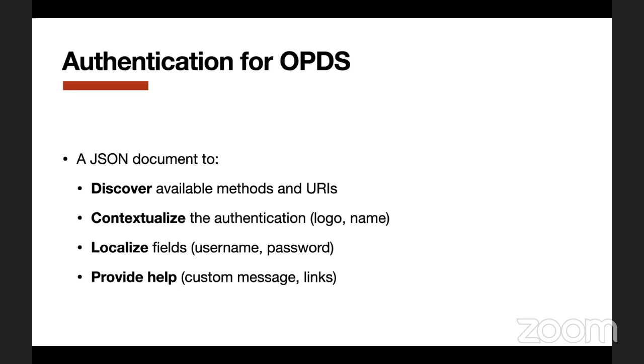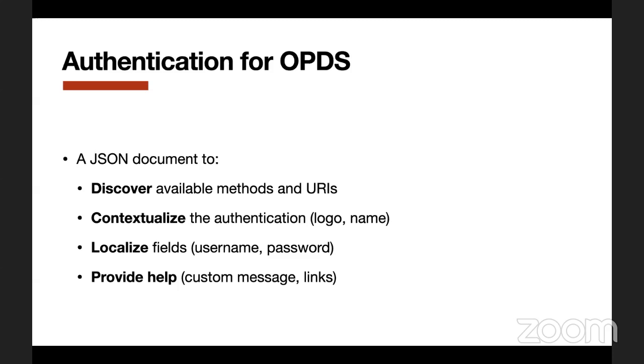Another important thing with authentication that's handled here is that we contextualize things a lot. So when you need to log in to a library, for instance, that means that you're going to be able to see the name of the library, you're going to see a logo, you're going to see a color for that library. So it helps to customize those things through additional context. Third thing we cover is the ability to localize fields.